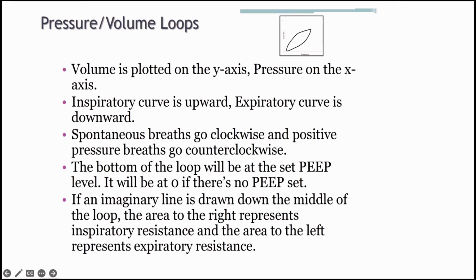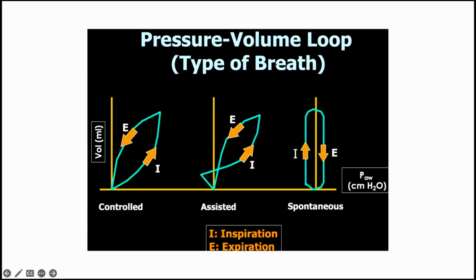If an imaginary line is drawn down the middle of the loop, the area on the right represents the inspiratory resistance, which I'll be showing in the coming graphs, and the left will be the expiratory resistance. I'm just coming to that. Basically, these are the classic pictures in textbooks. This is the pressure-volume curve in a patient on positive pressure ventilation. The inspiratory part represents the inspiratory resistance, and the expiratory part represents the expiratory resistance.